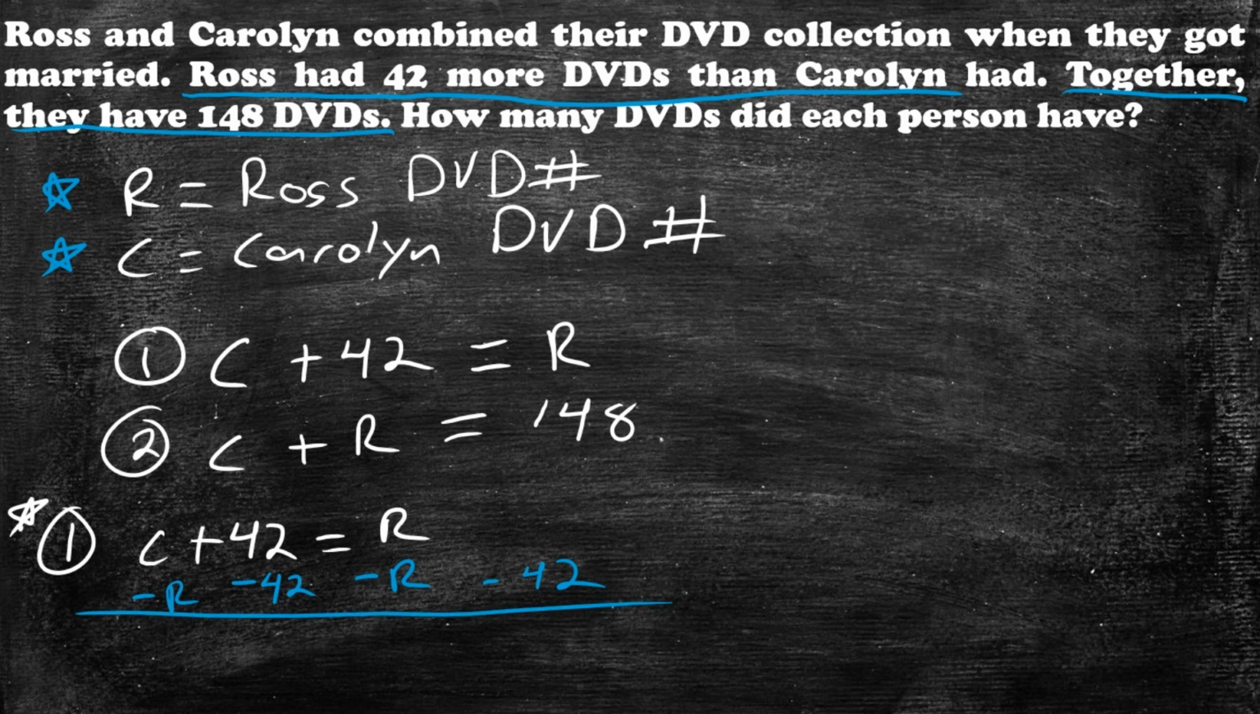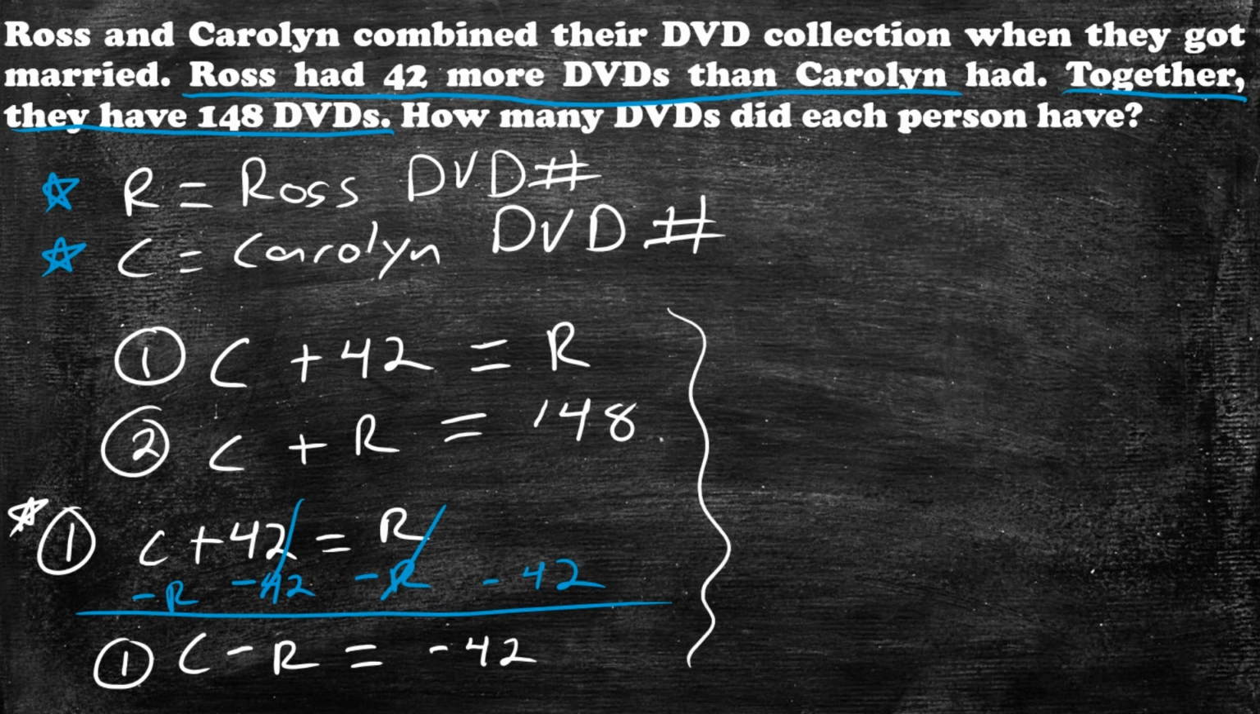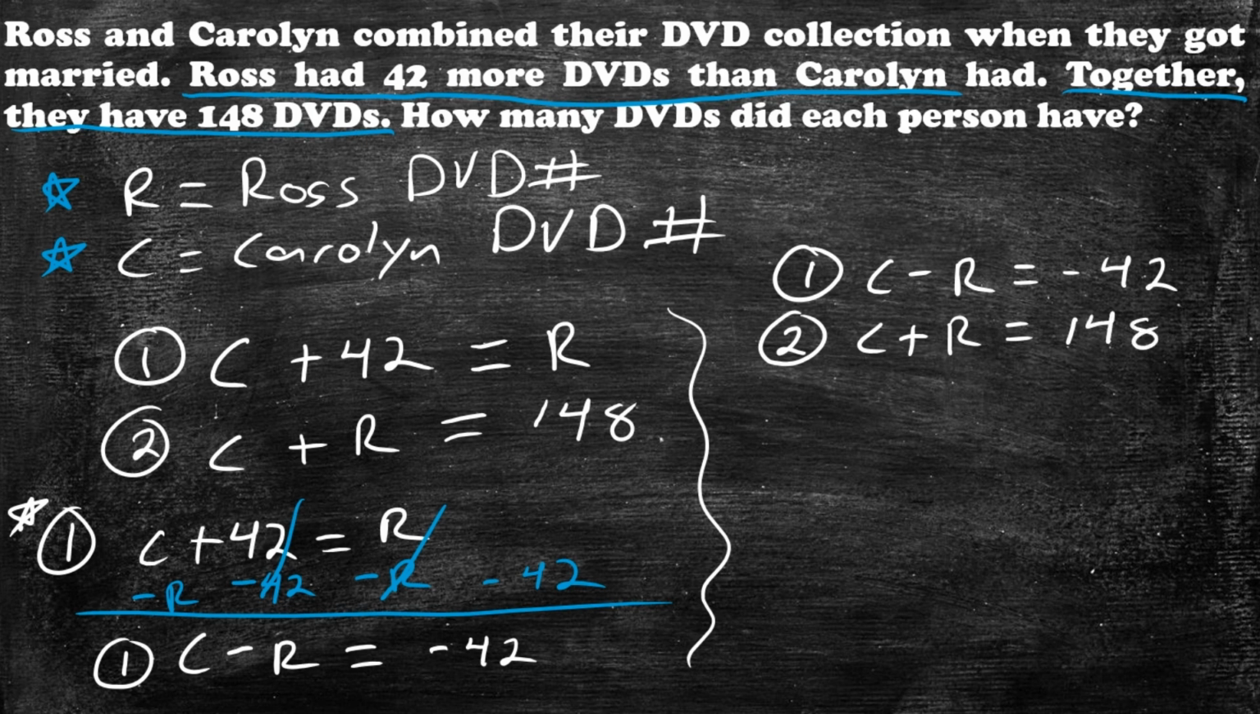When we do the math here, these two 42s cancel. You'll get C minus R is equal to, and on the right-hand side, the R's cancel out and you just have negative 42. So this is going to be our new equation number 1, where the variables are on the left-hand side. Now let's continue. I'm going to start writing on the right-hand side of the screen. Equation number 1 is now C minus R is equal to negative 42. And our equation 2, everything looks good there, so I'm going to write C plus R is equal to 148.